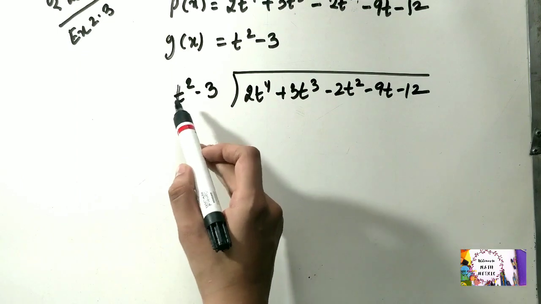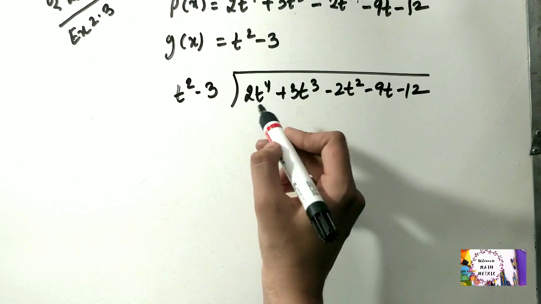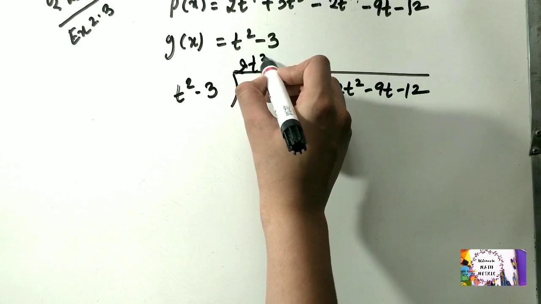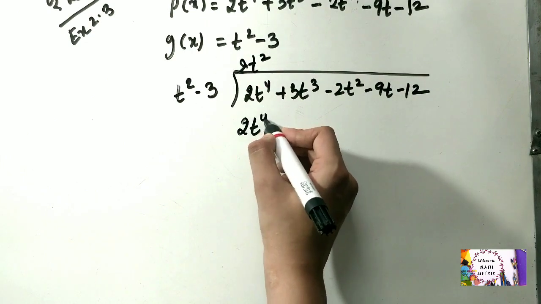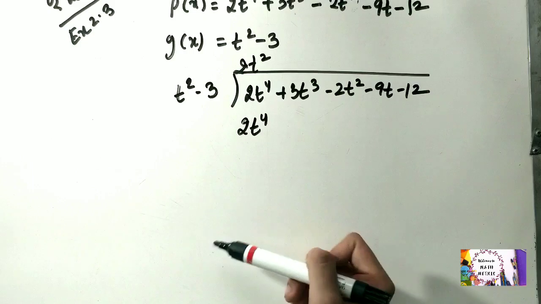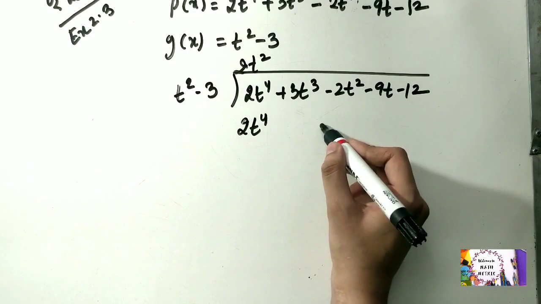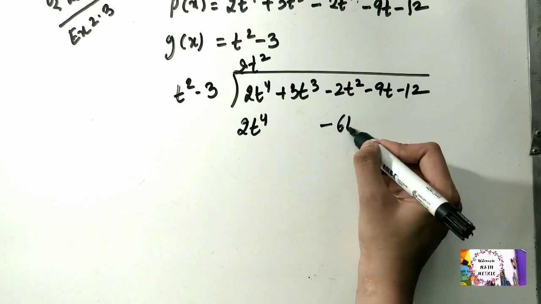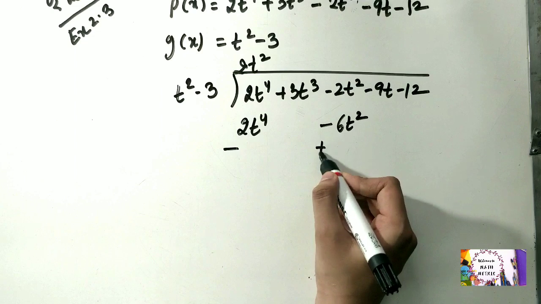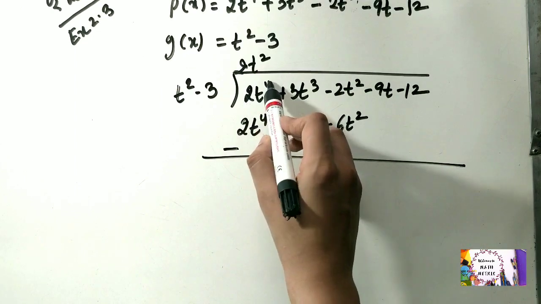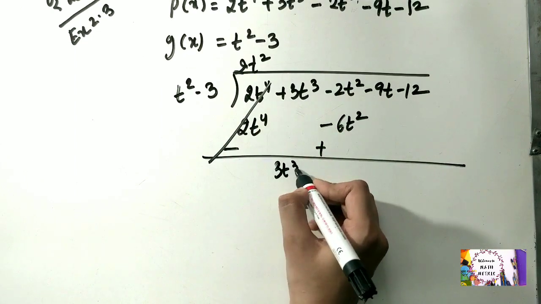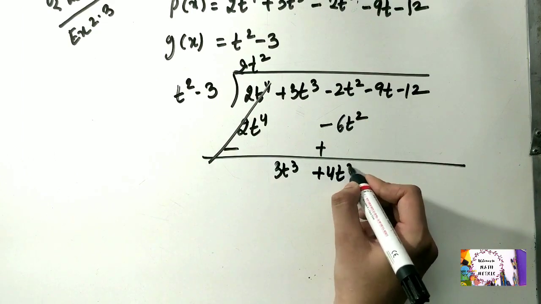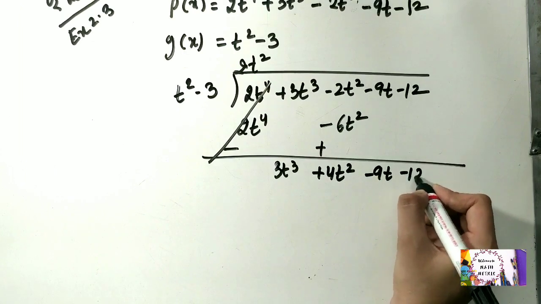So by which quantity t square should be multiplied to get 2t to the power 4 is 2t square. So it gives us 2t to the power 4. Now simply multiplying this by this, we get minus 6t square. Write it under t square degree term, minus 6t square. Now changing the signs, this gets cancelled, 3t cube comes as it is, minus 2 plus 6 is plus 4t square minus 9t minus 12.